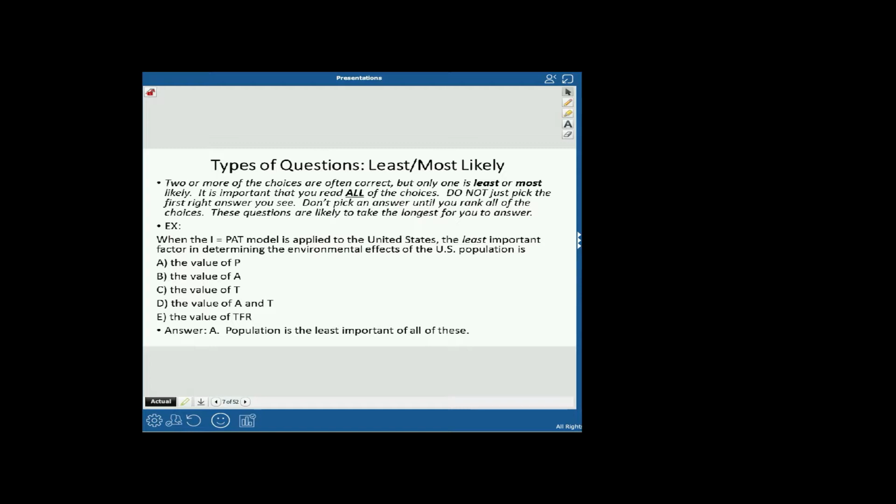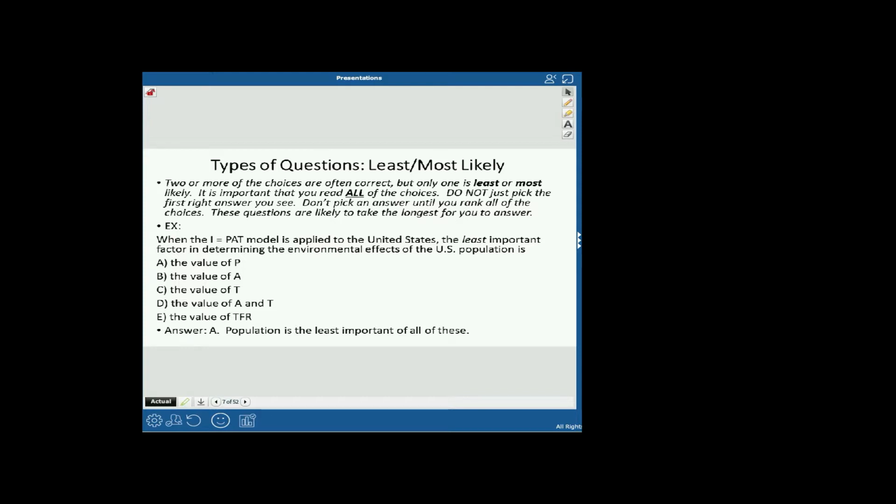These ones are difficult because sometimes they have answers that seem like there are multiple that are right, but they'll say which is the most or which is the least. Okay, so these are when 2 or more choices are correct, but only one is least likely or only one is most likely. So you have to read all the choices. Okay, don't pick an answer until you rank all of the choices. These are going to take a long time to answer because you do have to read them all and kind of rank the choices.